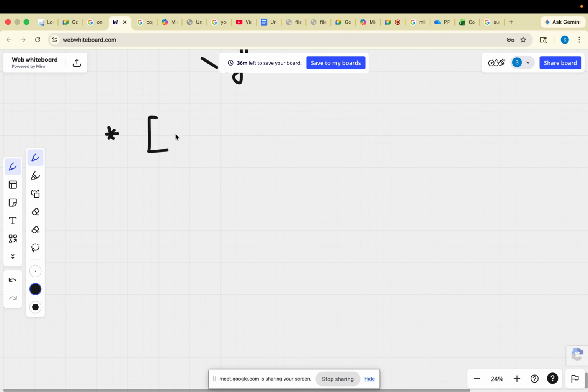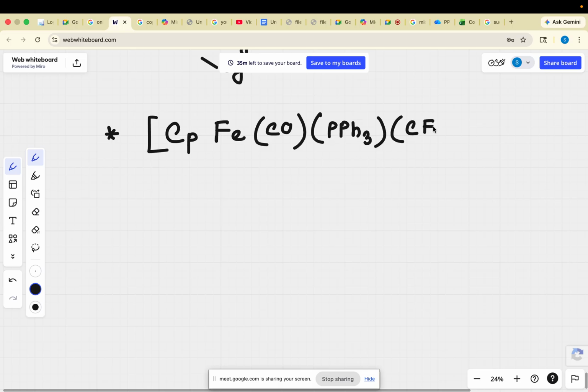Next, suppose you have this: Cp, Fe, CO, PPh3, CF2. Basically this is the cation part and this is the anion part. No need to worry about the anion part. You have to find out the total electron count from this cation part only. Okay, do it.